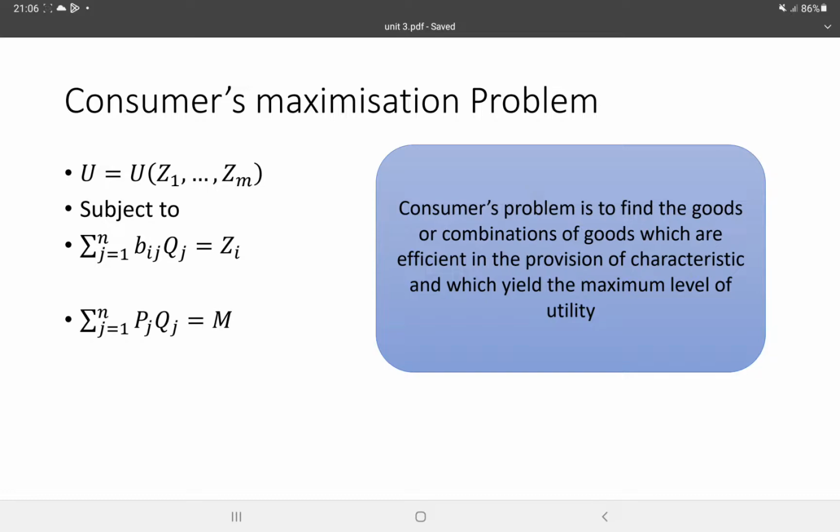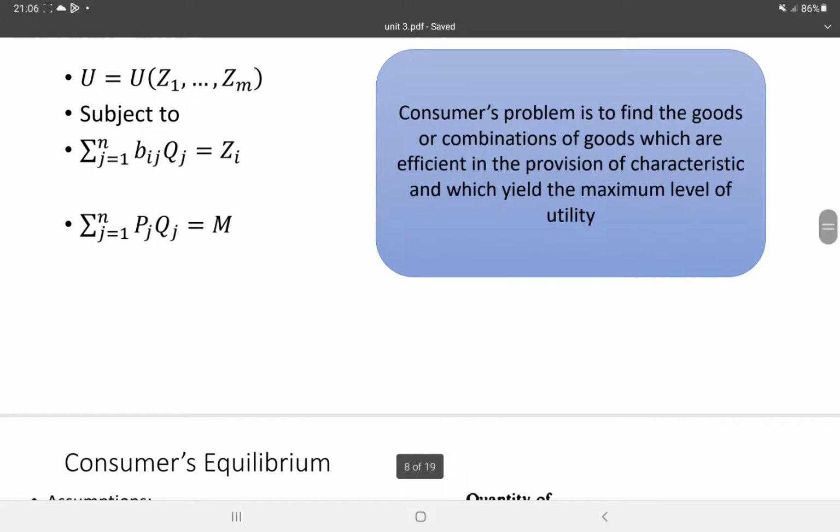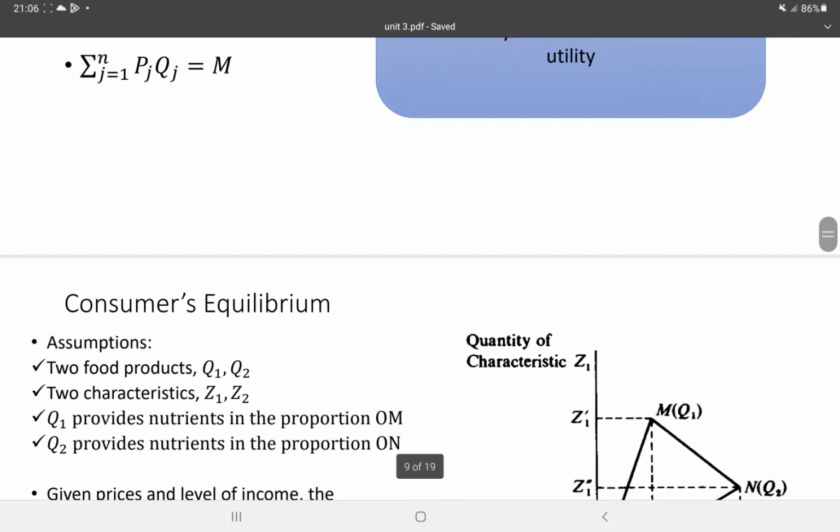Okay, that is the focus of the consumer. He's basically facing this problem, of finding the good or the combination of the goods which are efficient in the provision of the characteristics or simply the attributes which yield the maximum level of satisfaction. That's about the consumer, and this is the problem that the consumer faces under Lancaster's model.